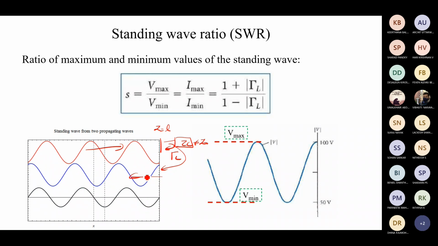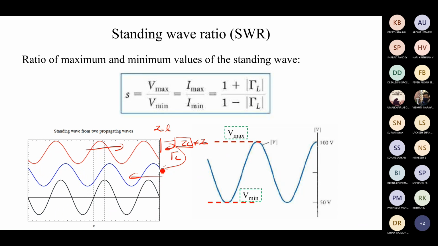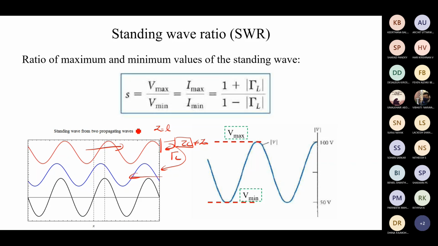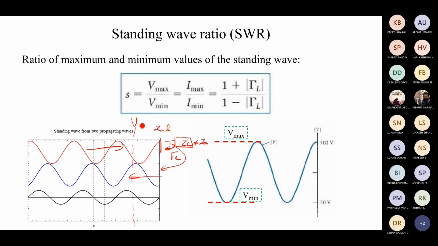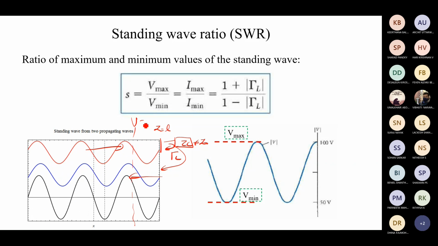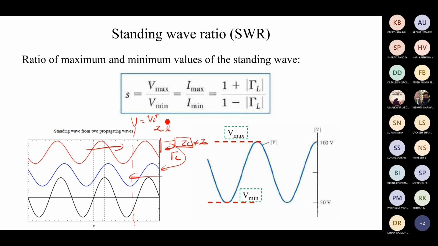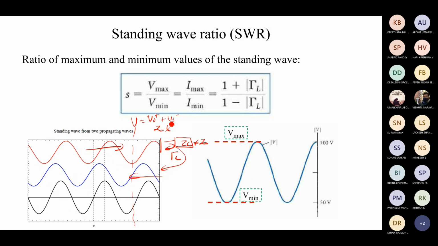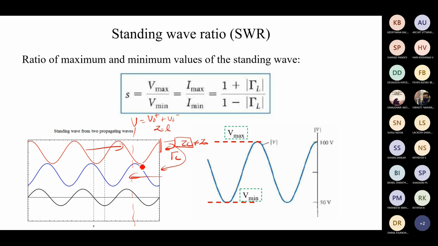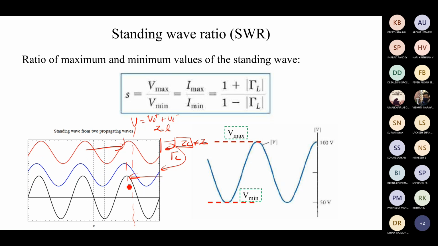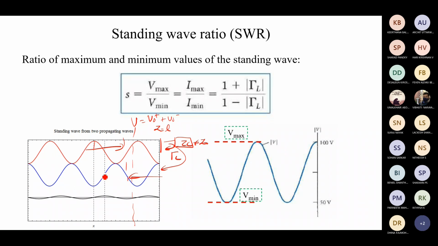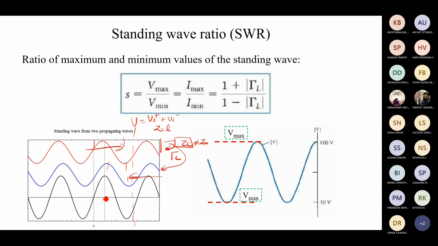When the forward wave and the reverse or backward wave meet each other at any particular point, we can calculate the voltage. So V is nothing but V plus and V minus, the sum of that. Whenever the magnitudes add in phase, you will get maximum. Whenever the magnitudes are opposite, you will get minimum. Is it?